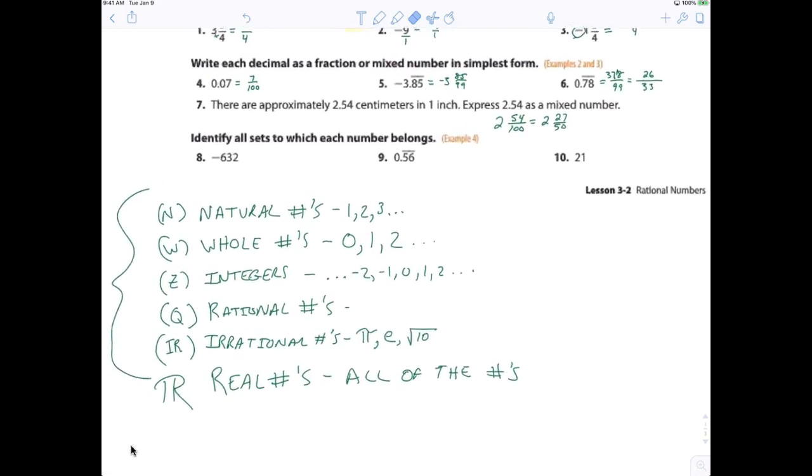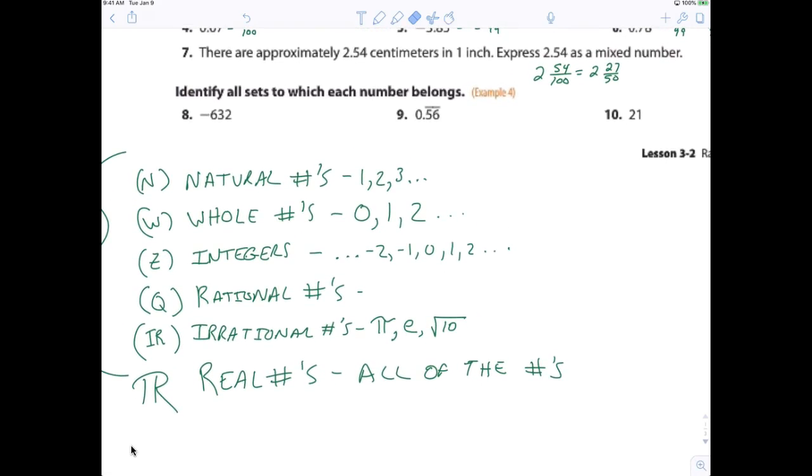Now I want to go back to identifying the sets. We're looking at question number 8. We're going to use the abbreviations. First of all, is negative 632 natural? No. Is it a whole number?